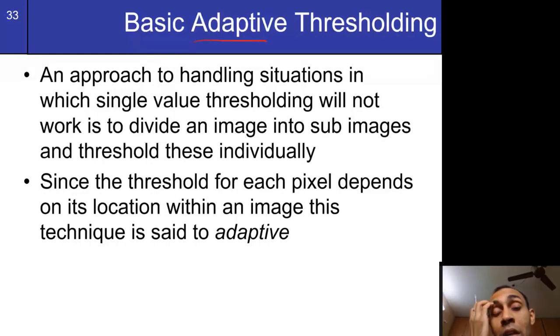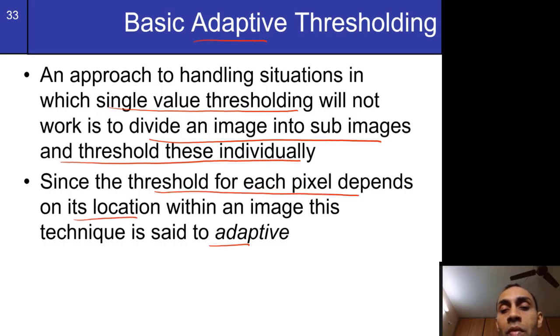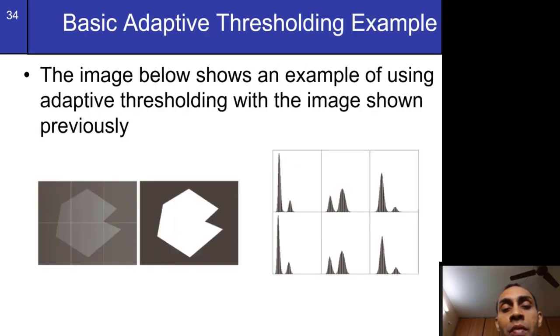So one method to deal with that is a kind of adaptive threshold. Instead of a single global threshold for the entire image, we can divide an image into sub images and threshold those sub images individually. And this method is called adaptive because instead of using a global threshold, the threshold value for each pixel will depend on its location.